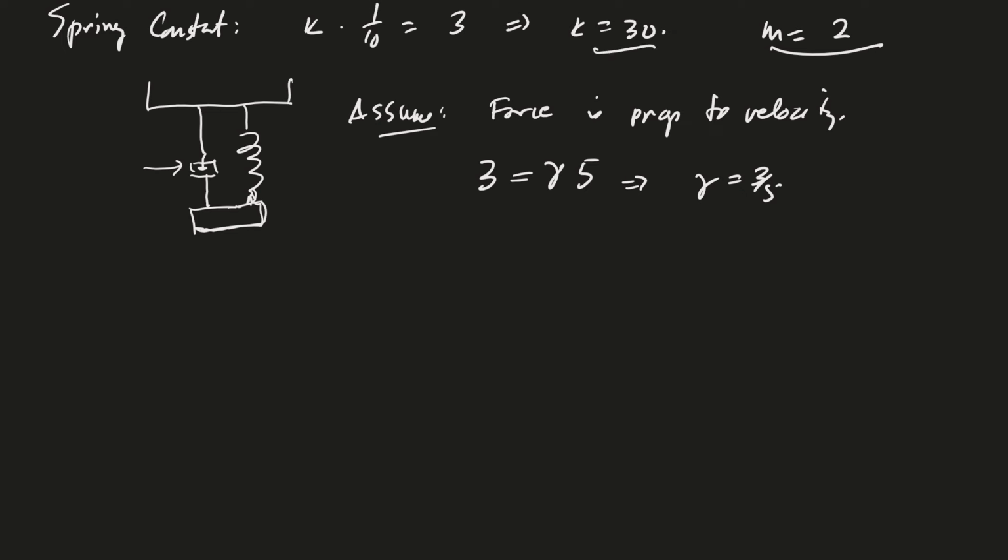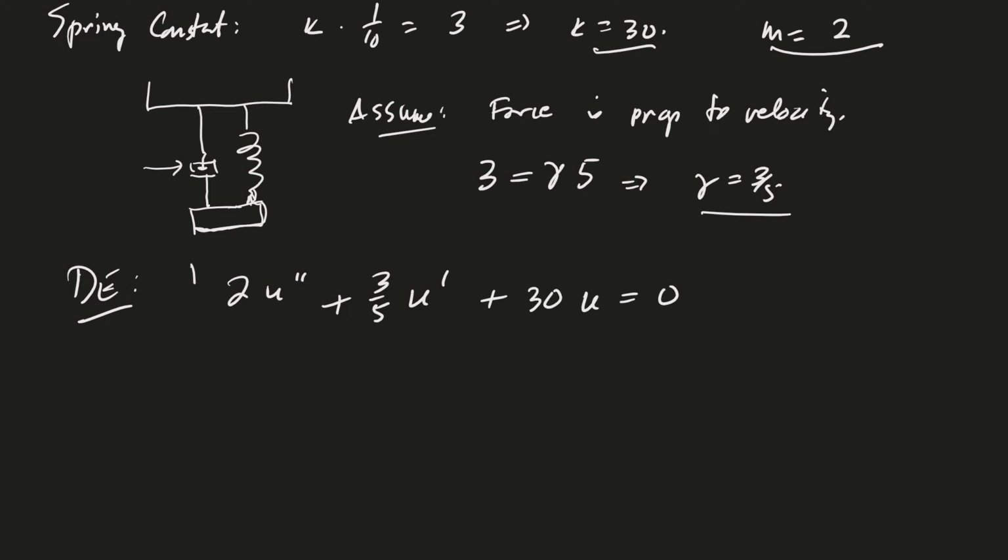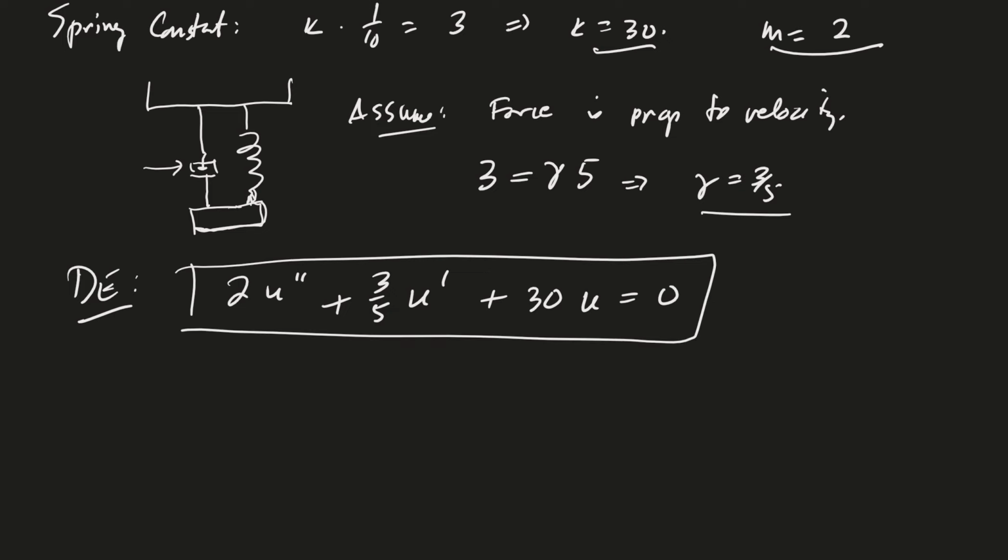We have our m and our k and our gamma, and so therefore the differential equation is given by 2u double prime plus 3/5 times u prime plus 30 times u equals 0. Good. And it's equal to 0 because we have no external forcing yet, right?